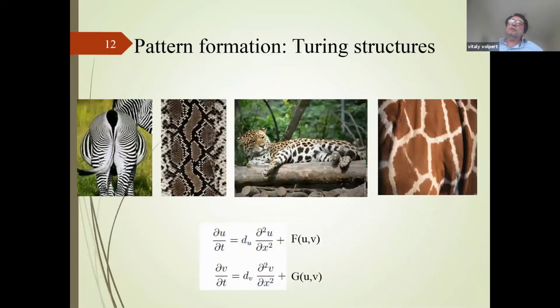Finally, to end this short introduction to reaction diffusion waves, another very interesting and well-known question is related to pattern formation and Turing structures. For example, here are several examples of patterns for animal skin. There are many other examples of pattern formation described by Turing structures, but again, I will not discuss this question today.